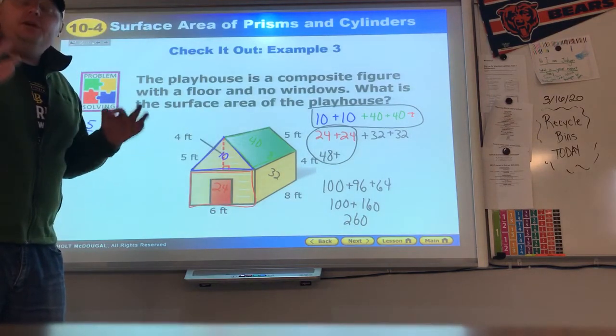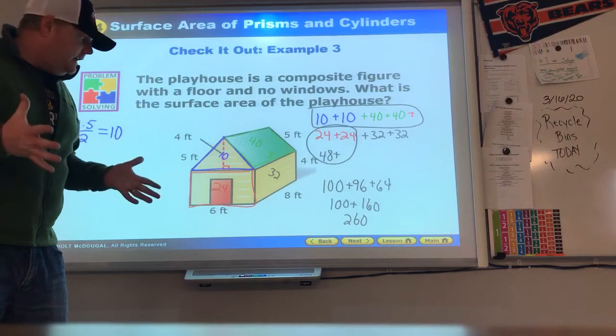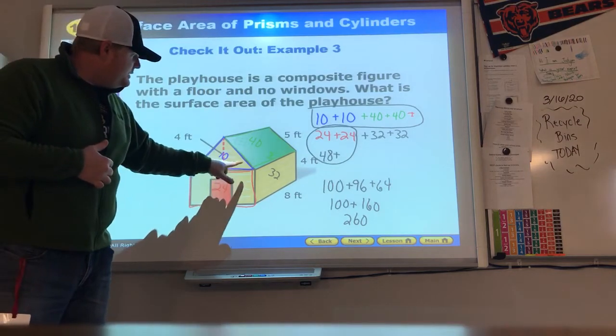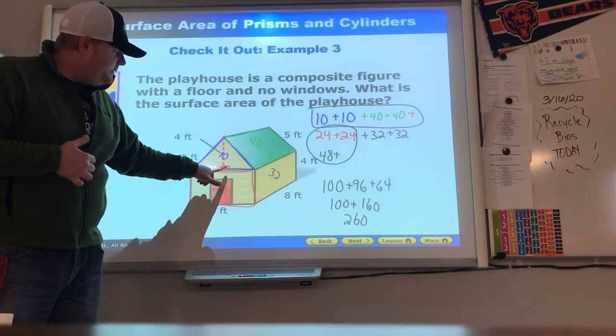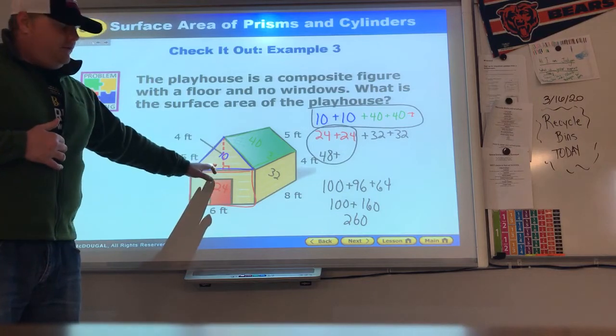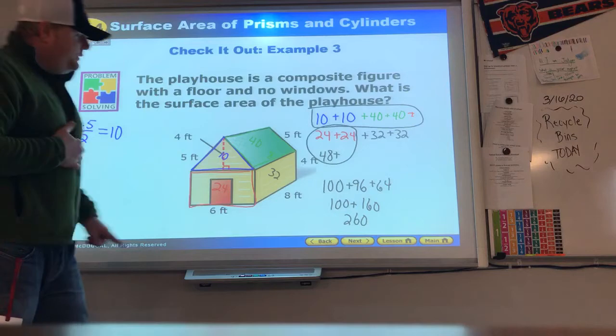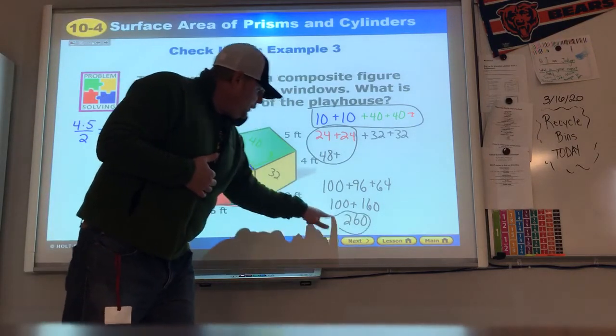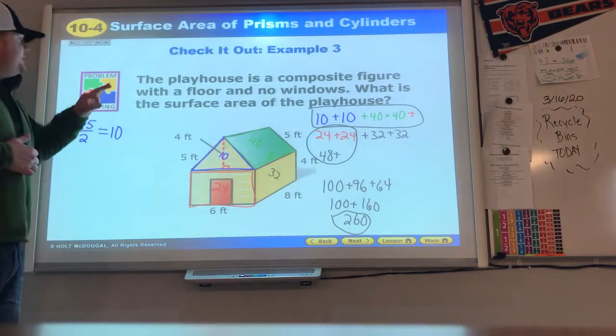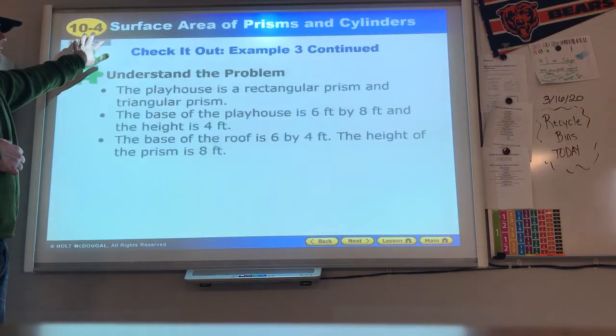You can do that, but you have to make sure you don't forget any. And sometimes, especially when you have those areas and spaces that go away, like the bottom of the triangular prism, the top of the rectangular prism, that does help. So 260 is the answer that we worked with and came up with by doing each side. Let's see how their plan works out.